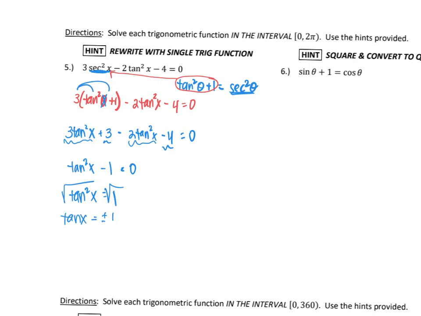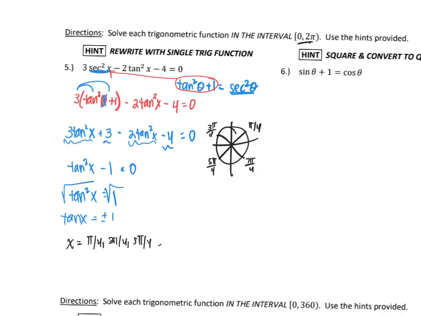Well, if I draw a unit circle, I know tangent is equal to 1 and negative 1 at these 45 degrees. But we're in radians, so that's going to be pi over 4, 3 pi over 4, 5 pi over 4, 7 pi over 4. Okay? Pi over 4, 3 pi over 4, 5 pi over 4, and 7 pi over 4.